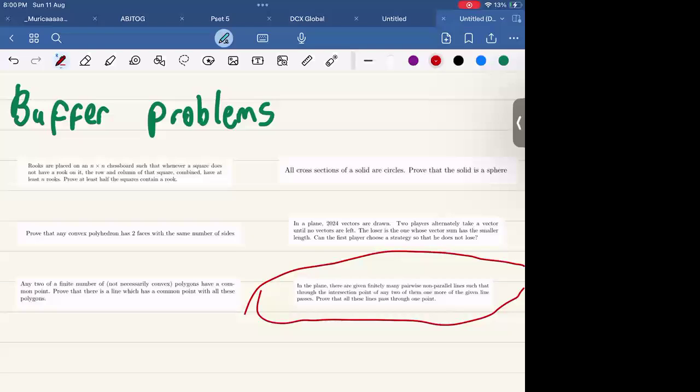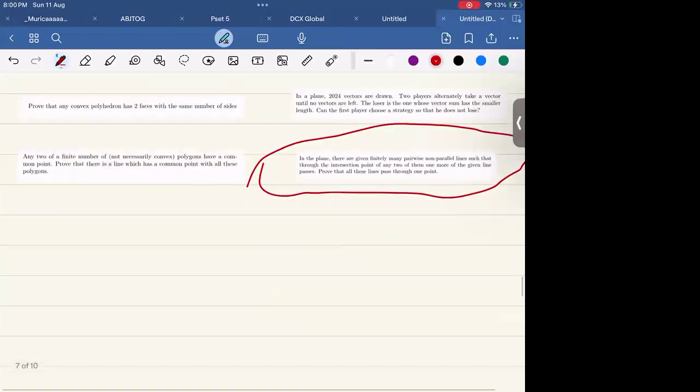Is everyone fine with that? Yeah. Okay, perfect. So we have to prove that any convex polyhedron has two faces with the same number of sides. Try it out for a while, and then if you have any ideas, feel free to speak up or DM me.